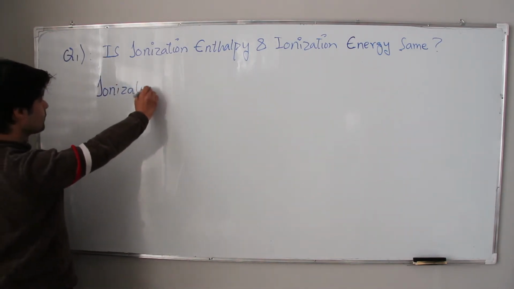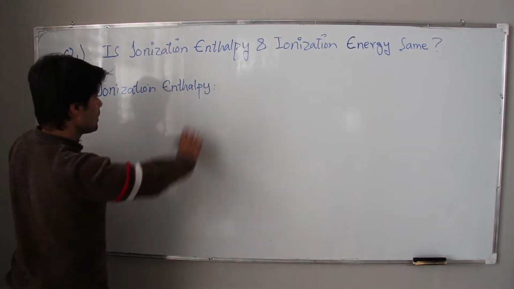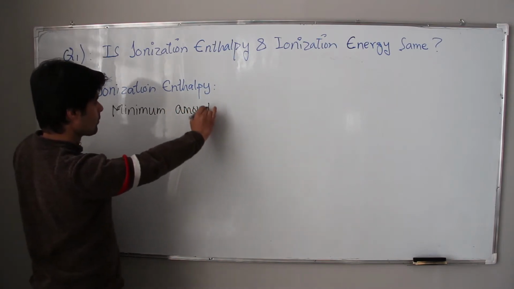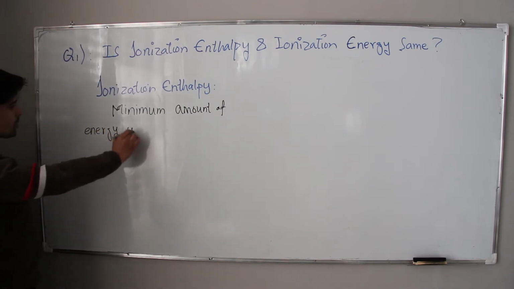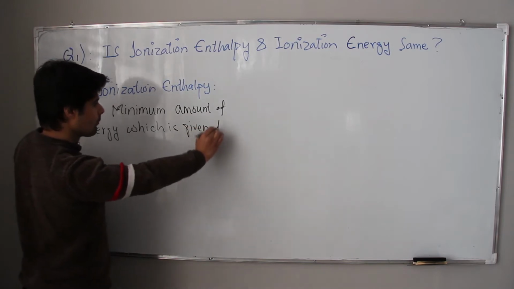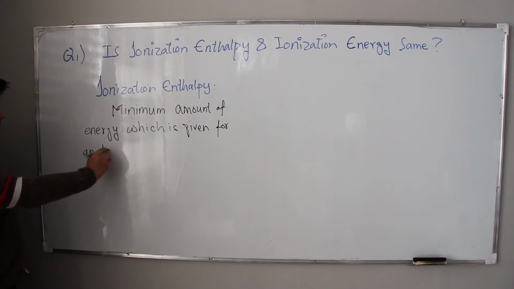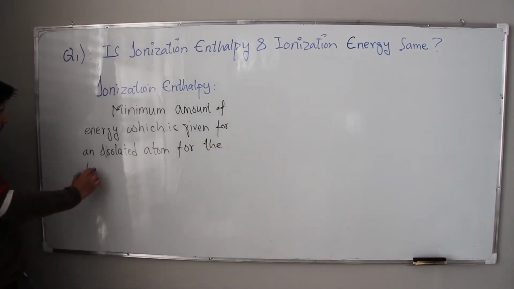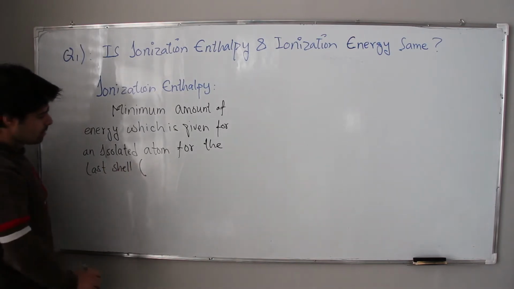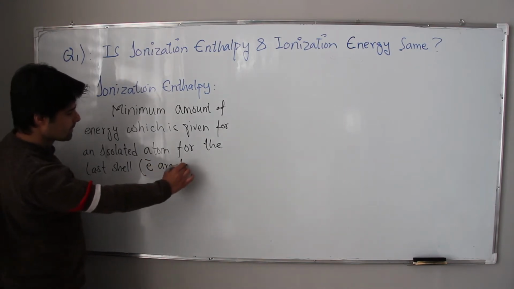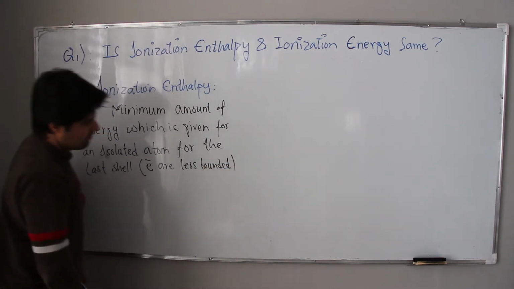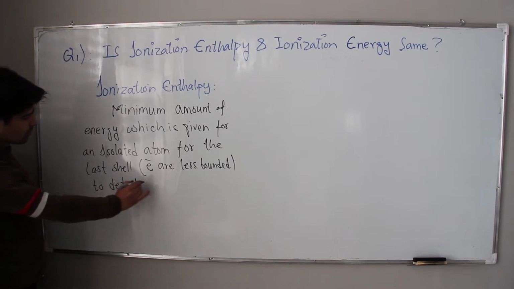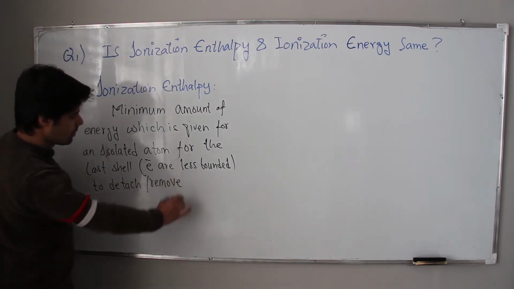Ionization enthalpy is the minimum amount of energy which is given to an isolated atom for the last shell, the shell whose electrons are less bound to the atom, and we give the energy for the last shell to detach or remove its electron.